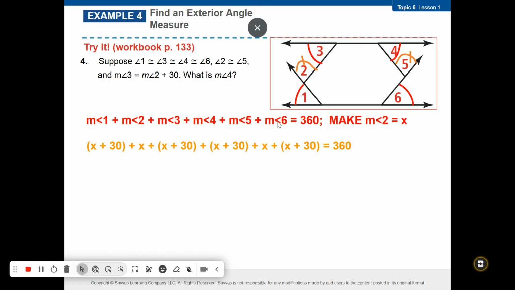Okay, so solve for this and someone tell me what is x and then what is the measure of angle 4. X is 40 and the measure of angle 4 is 70. There you go. I got that. I knew that all along. I just didn't say anything.